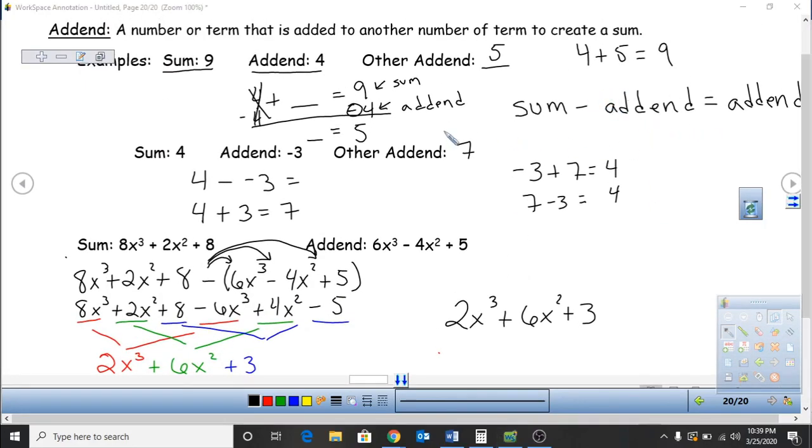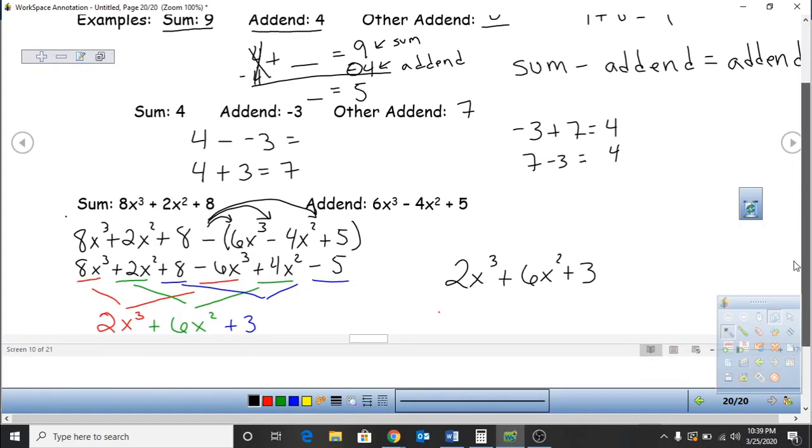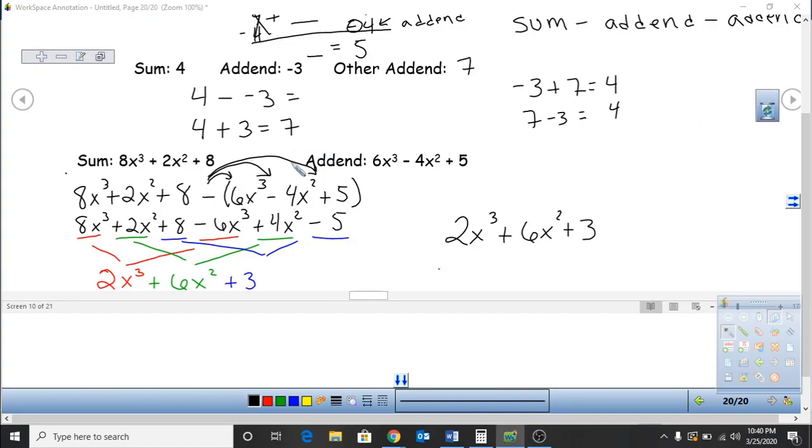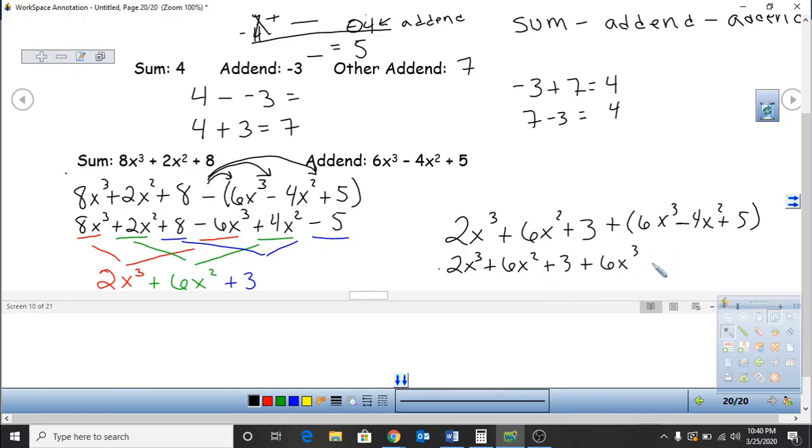So what I'll do is I'll take this addend, and I'll go back to, remember, if I add the two addends, I don't know if I wrote it down, but if I take the two addends, they should add up to the sum. So I'm going to take 2x cubed plus 6x squared plus 3, and I'm going to add it to the other addend. Again, I'm going to keep this addend together, 6x cubed minus 4x squared plus 5. Now, since this is addition, I don't actually have to change the sign. So I'm just going to rewrite this as 2x cubed plus 6x squared plus 3 plus 6x cubed minus 4x squared plus 5.